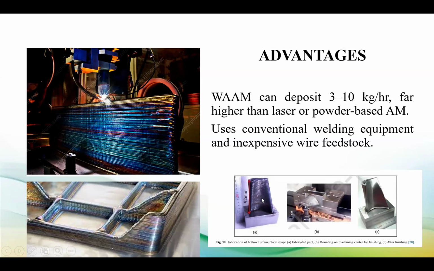And the bottom one is a hollow turbine blade fabricated using the WAM process. As you know, this hollow turbine blade can be fabricated only by additive manufacturing, only by the WAM process. Because of its shape and its hollow character, it can be manufactured only by the WAM process.